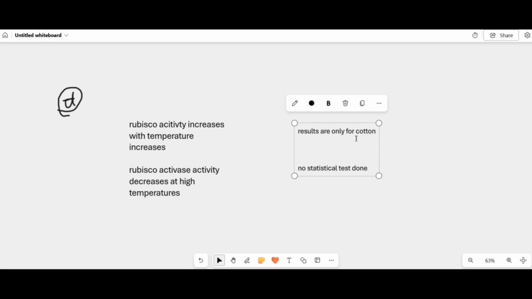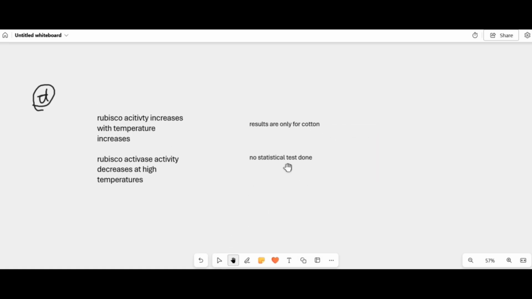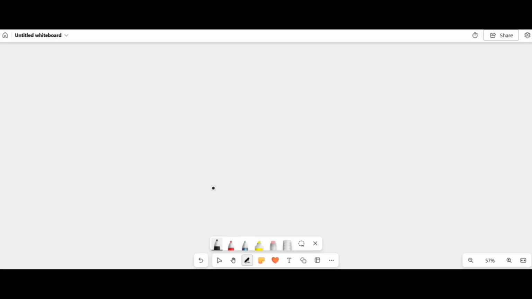Listen, that's an easy mark. That's every single evaluate question. These two are 3 marks. Evaluate ones are easy. No statistical test done always gets your mark. Alright, calm. Question 3.